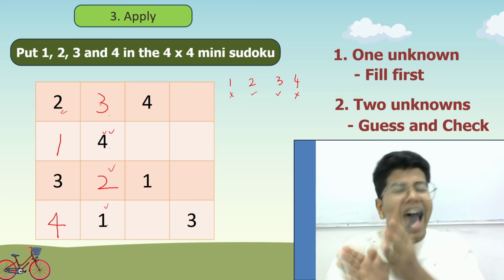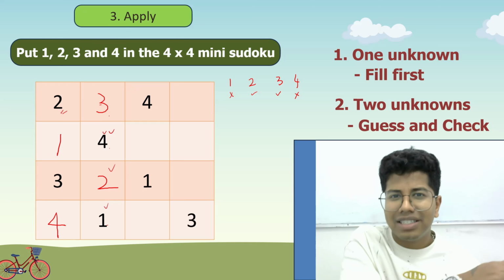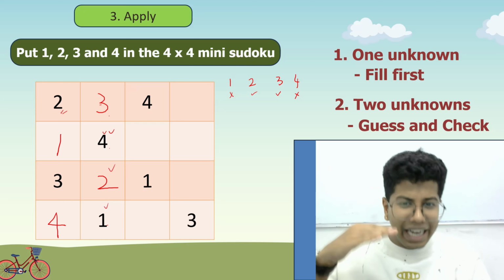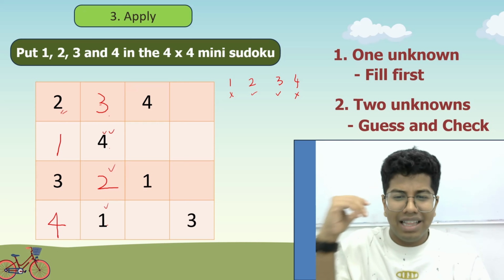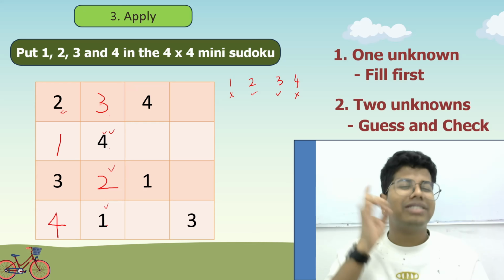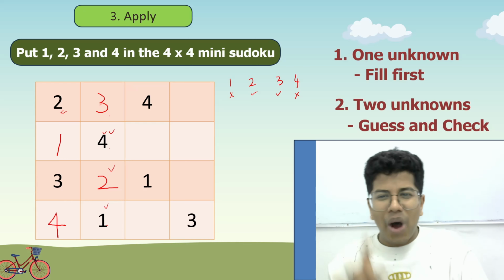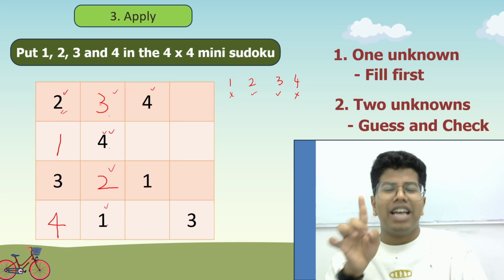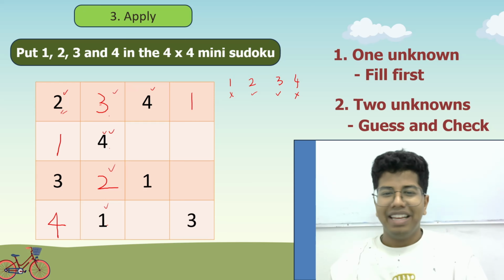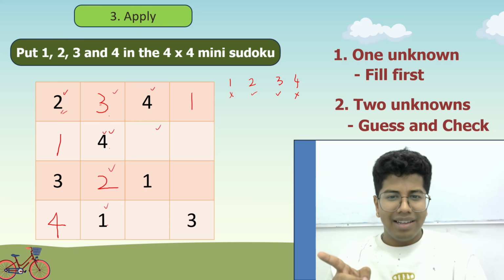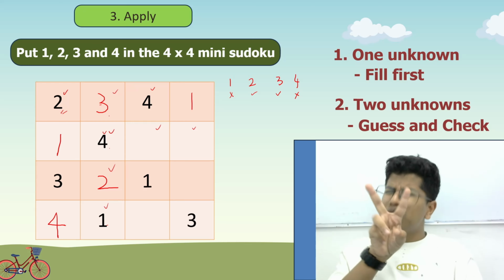Lovely. And now, which one should we fill first? The first row, second row, third row, or fourth row? Oh, many students will say first, third, and fourth, because there is just one unknown. So, 2 is here, 3 is here, 4 is here. The only number I can put is just 1. Lovely. So, can I put numbers here? Oh, pretty much difficult because 2 unknowns.